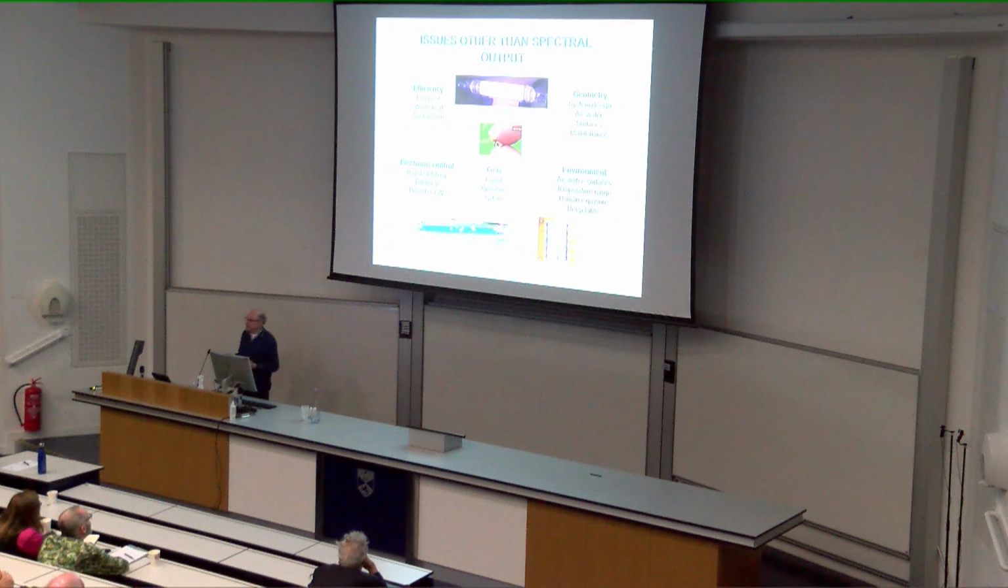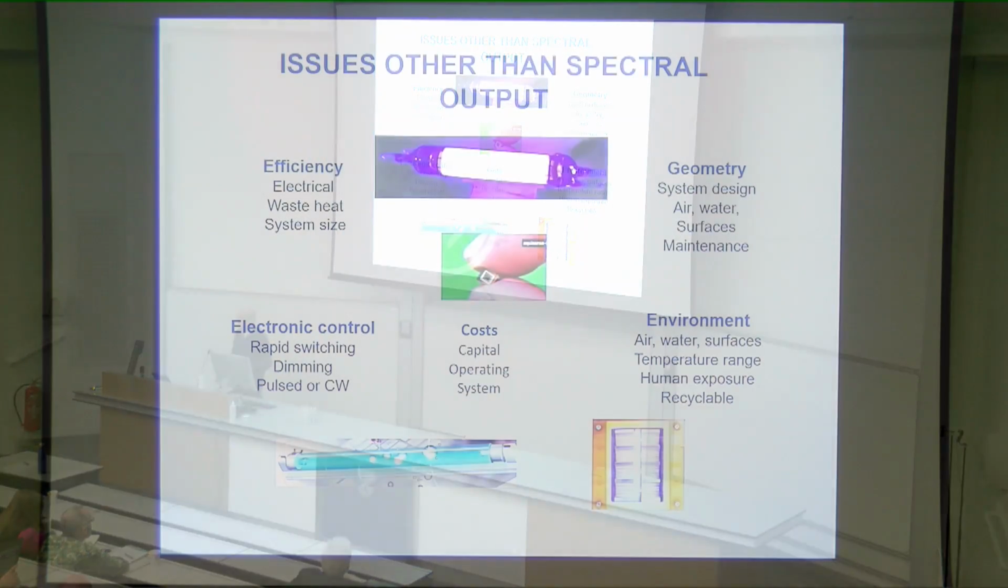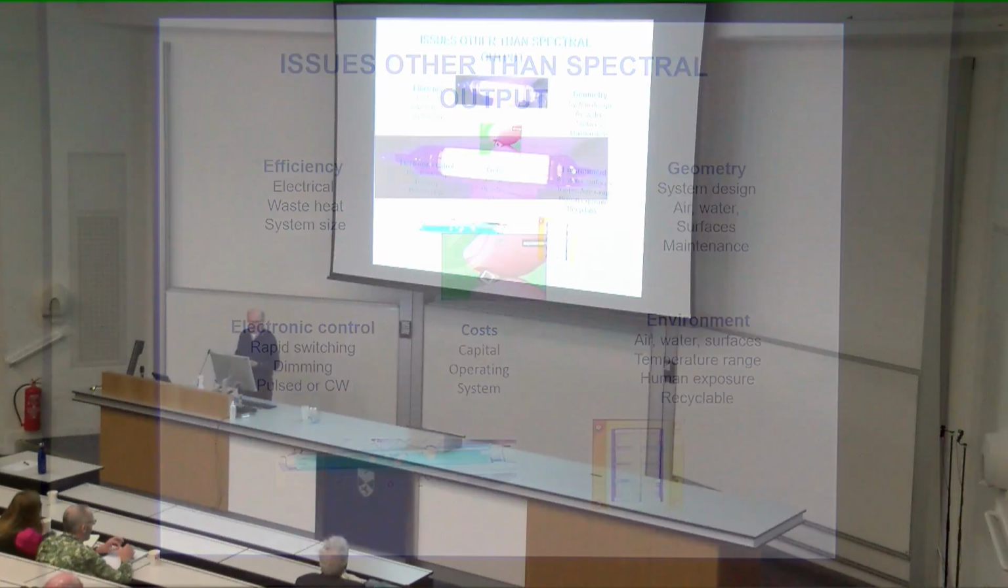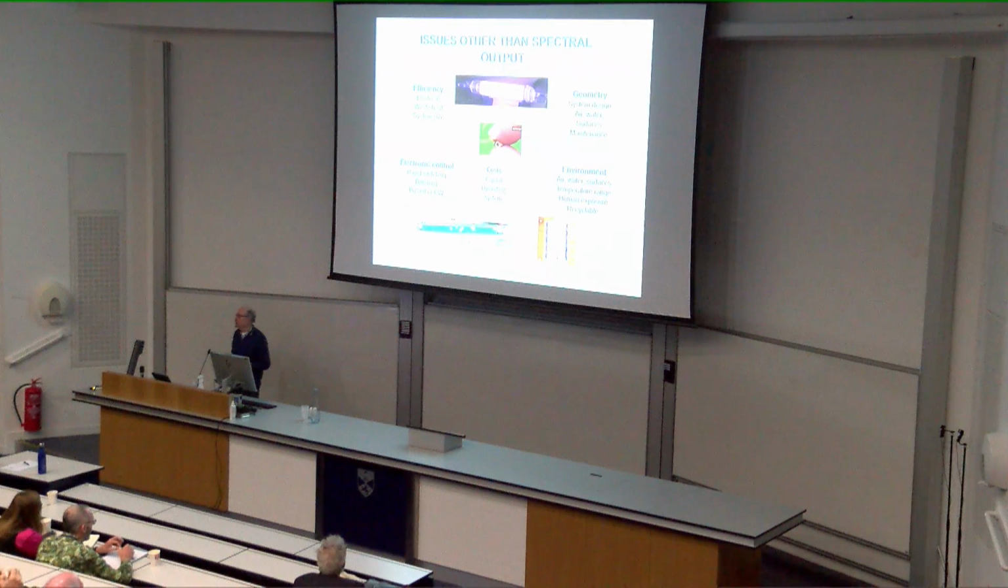Now, for a given application, it's more than the wavelength that one is interested in. It's the efficiency, the geometry, can it be electronically controlled? Everyone's interested in the costs, the operating costs, the capital cost, and the environment it's going to be used in, and its effect on the environment. That's one of the problems with mercury. So are you using air, water, surfaces, what temperature range? Will there be human exposure? Is it recyclable?